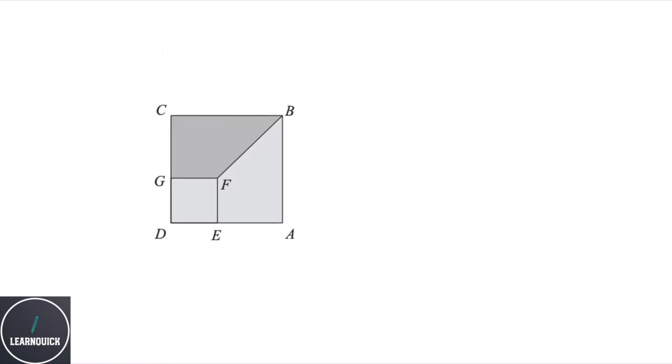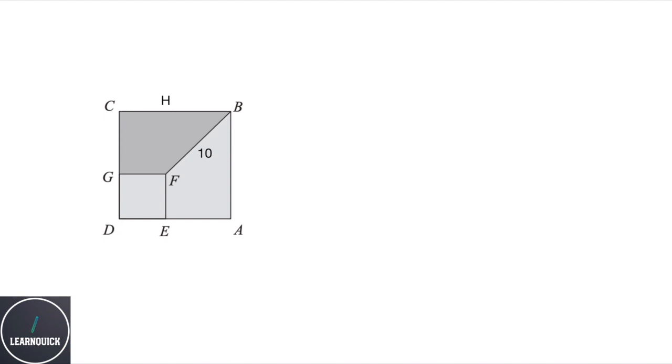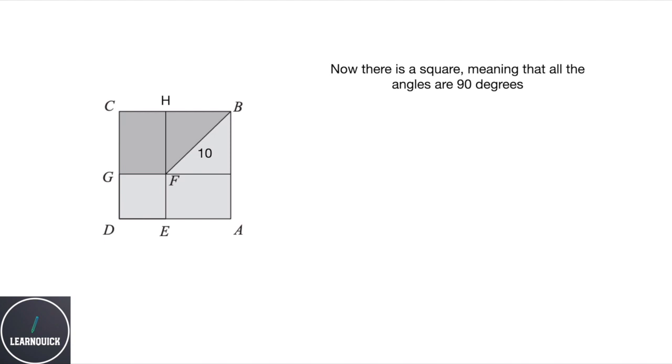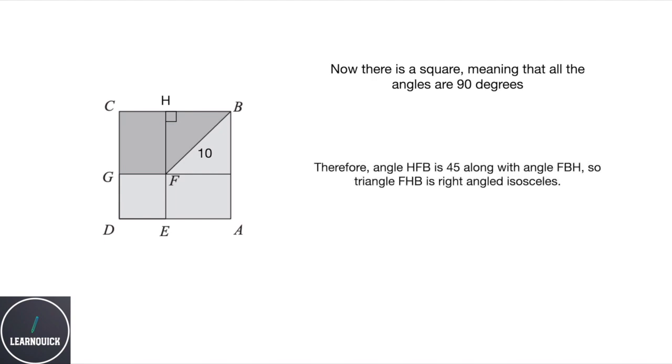Okay. So, firstly, let's label BF as 10. And now we can draw two lines from point F to the sides of the square, making another square. This means that all the angles are 90 degrees, such as the angle that we have labeled at point H. Therefore, angle HFB is 45 degrees, along with angle FBH. Due to the fact that it was a right angle triangle, but if you put a diagonal through it, then that gets cut in half.